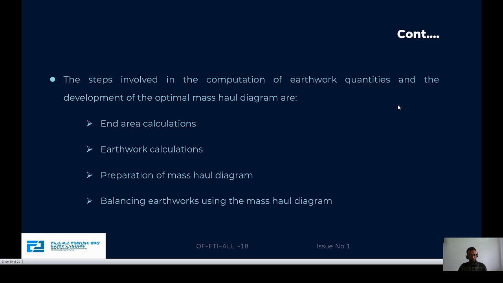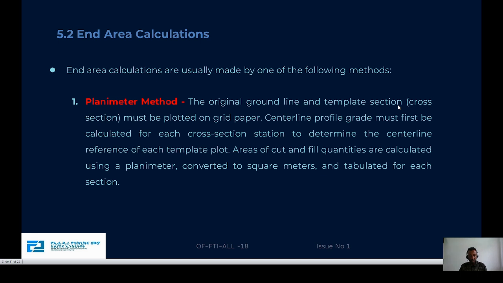The steps involved in the computation of earthwork quantities and the development of optimal mass diagrams are: first, end area calculation; then earthwork calculations; preparation of mass haul diagrams; and lastly, balancing earthworks. These will be the activities.